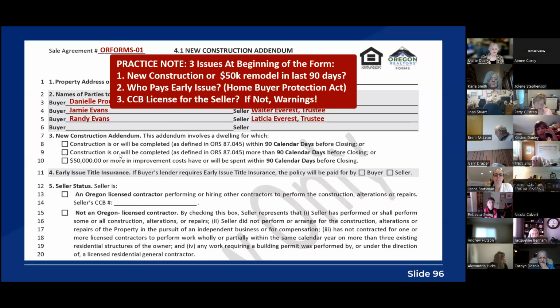The seller status section asks for the CCB number of the contractor that's doing the work. You may end up having more than one contractor if, like I said, it's $50,000 or more in improvements. So you may end up having to do an addendum to put in the extra information. But for the CCB number, you have enough room to put at least a couple of numbers in there. If it is not an Oregon licensed contractor, the buyer needs to be notified that the person doing the work is not a CCB licensed contractor. And then they need to make a decision of whether or not they want to continue.